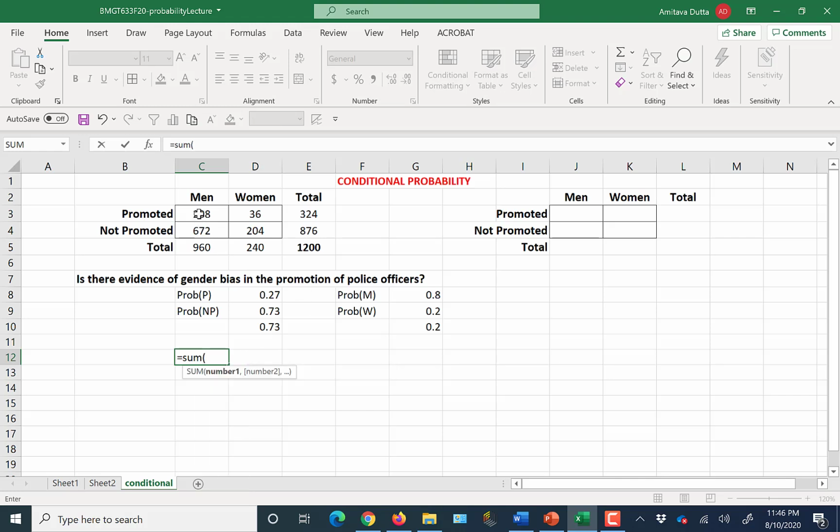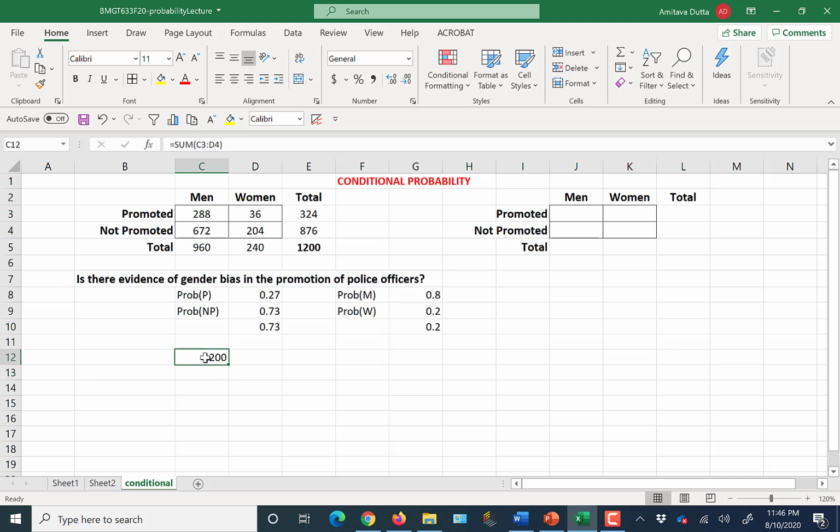I'll just add these four numbers, and you will see that they will add up to 1200. They'll add up to this total over here, 1200. So right off the bat, you can see that these numbers in the middle give you the breakdown of these 1200 both by gender and by status of promotion.